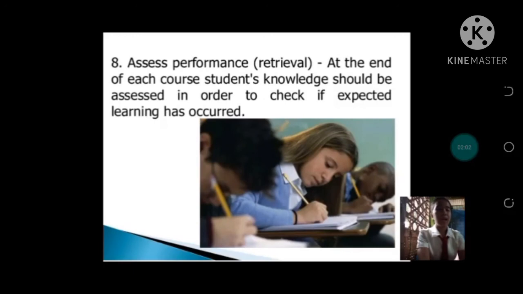Next, 7. It's supposed to be number 7, but it was accidentally put as number 8. So, 7, assess performance or retrieval. At the end of each course, students' knowledge should be assessed in order to check if the expected learning has occurred. A good example of this event of instruction is collaborative performance, so that you will meet your expectation if the learning has occurred.